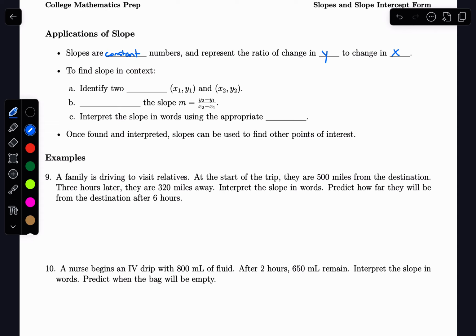To find the slope in context, all we have to do is identify 2 points, (x1, y1) and (x2, y2). And then just like before, we're going to calculate the slope between those 2 points. So the only new challenge there is we have to identify what these points are. But once we've identified them, we find the slope in the exact same way. And then we use the problem to interpret the slope using the appropriate units. So that might be dollars, it might be miles, whatever it may be, but we need to put some sort of interpretation on it. And then once we have this information, we can use that interpreted slope to find other points of interest in the problem, which we'll have to do for each of these.